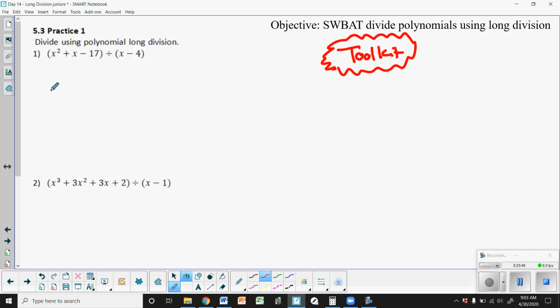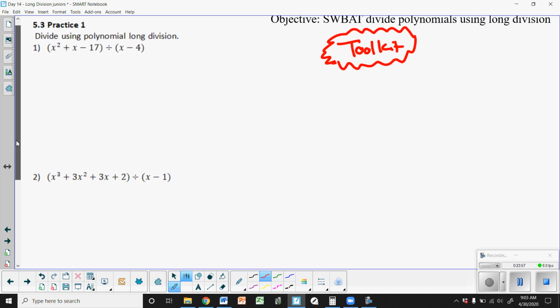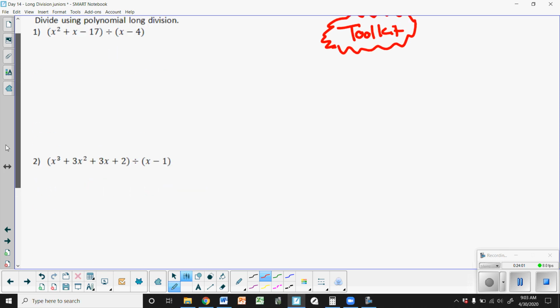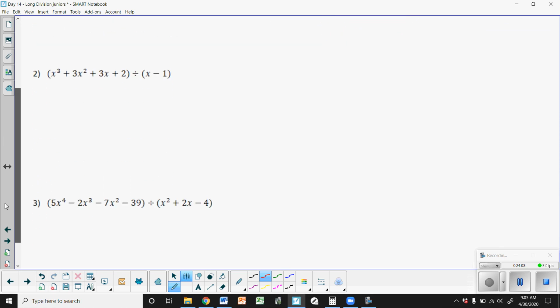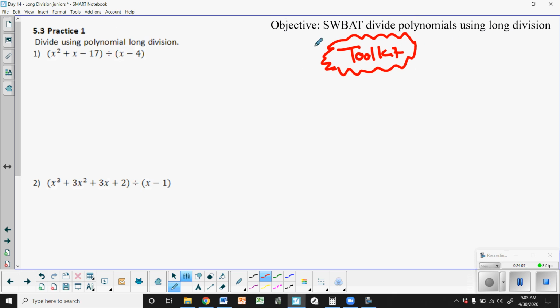And then let's look at our practice. So 5.3, practice 1, divide using polynomial long division. And today it's actually pretty short. We have these two problems, so 1 and 2, and then we have number 3. That's it. That's your homework. Those 3 problems take a little bit longer. Make sure to use that toolkit, right? Use the toolkit, use your notes, toolkit plus notes, and you'll be able to divide polynomials using long division. And then we'll be looking at math applications on another day.